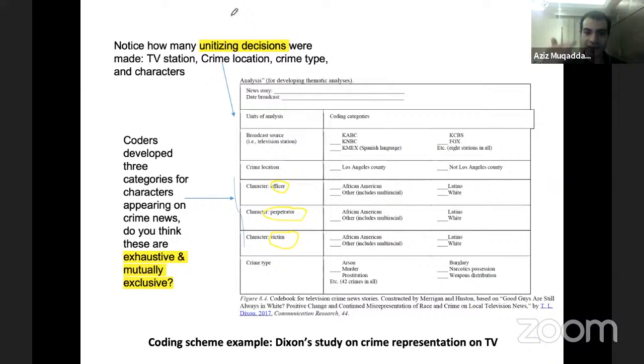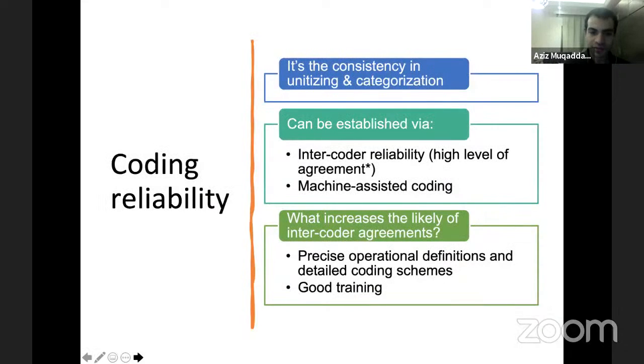And so that was the key. He compared the content he and his team found in the content analysis to the actual numbers of crime reports, right? And so then we get into coding reliability. It's about the consistency in unitizing and categorization, and we talked about this before.